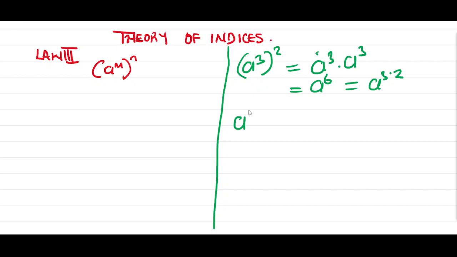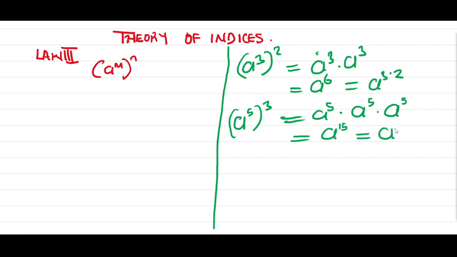Let's see for a to the fifth power, all to the power of 3. This is a to the fifth power multiplied by a to the fifth power and times a to the fifth power, and by the law of indices this is equal to a to the 15th power, because I'm going to add all the powers, 5 plus 5 plus 5. Now this as well is equal to a to the 5 times 3, which shows us that instead of multiplying and adding, we can just use 5 to multiply 3.